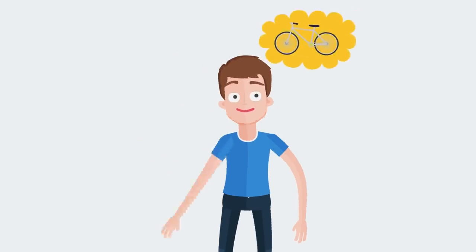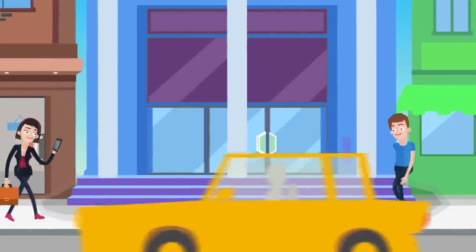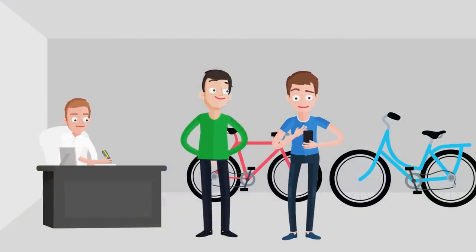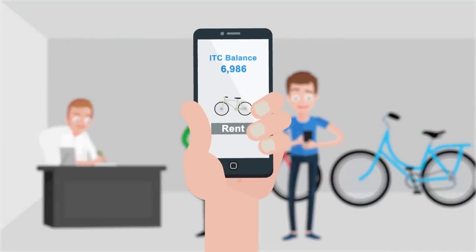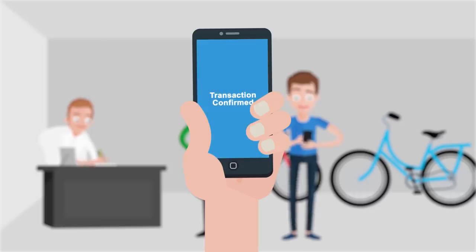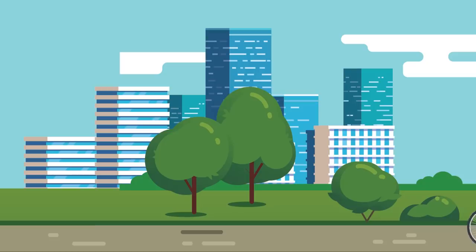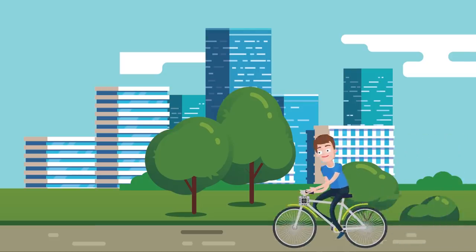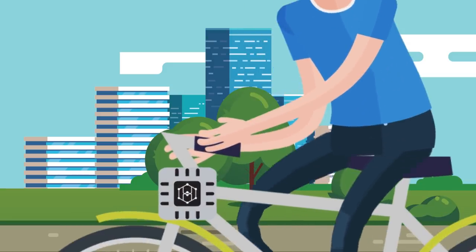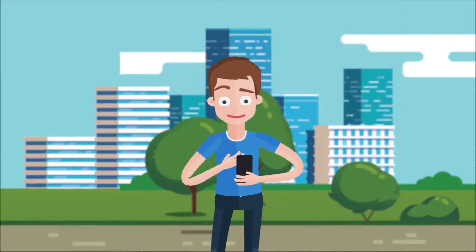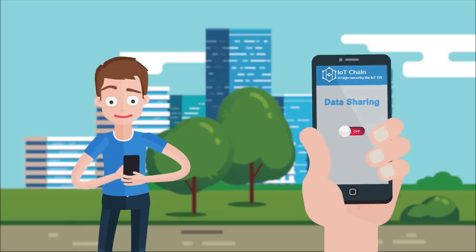Say you want to rent a bicycle to explore a new city. Using the app, you transfer ITC tokens for the use of the bicycle. The transaction is confirmed and you are on your way. You have a great day exploring city landmarks. The sensor on your bicycle records your destinations and cycling habits, but this data remains under your control.